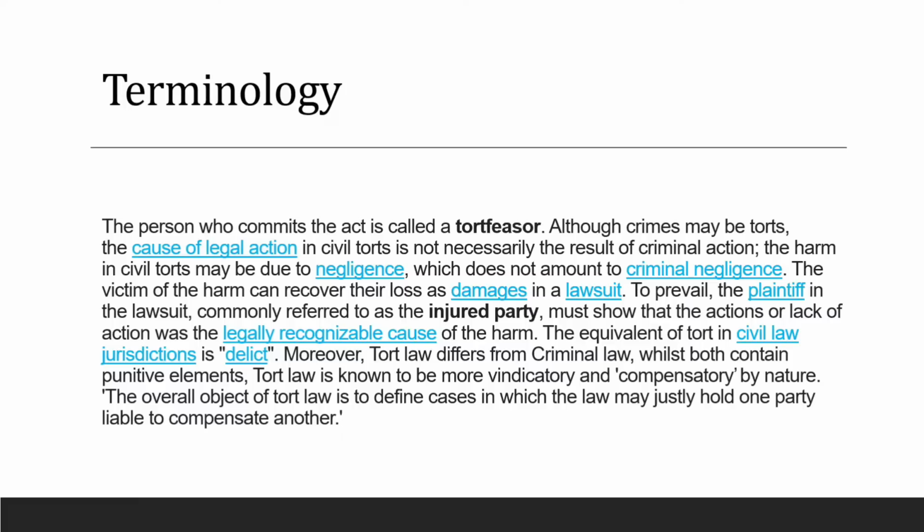The equivalent of tort in civil law jurisdictions is delict. Moreover, tort law differs from criminal law, which both contain punitive elements. Tort law is known to be more vindicatory and compensatory by nature. The overall project of tort law is to define cases in which the law may justly hold one party liable to compensate another.